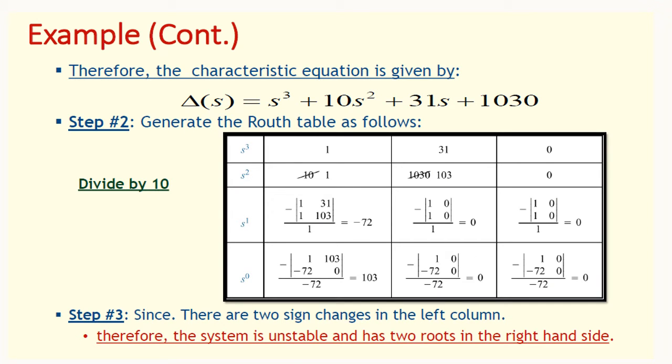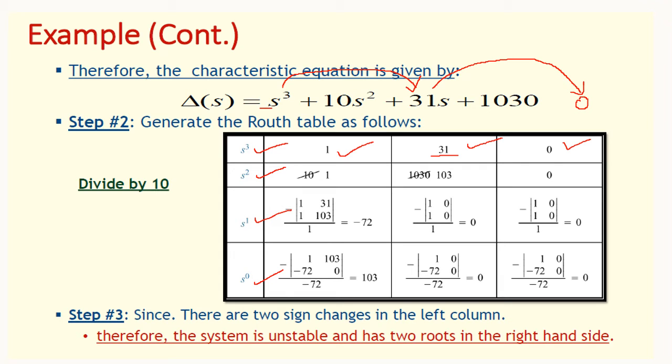So first thing, we write down all the powers. So highest power is s cube, s square, s to the power of 1 and s to the power of 0. Now the coefficient of s cube is 1. So we skip the second term. We'll go with 31. We'll skip the next term and we'll go with the other term, which is nothing but 0. So we consider 0 and 31.